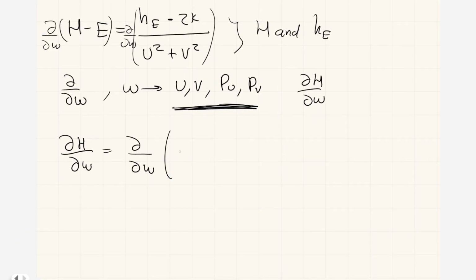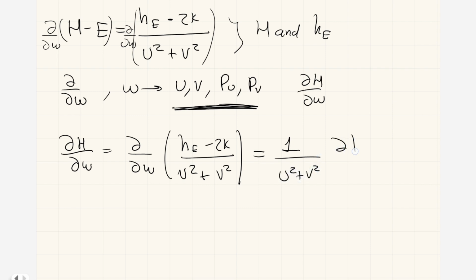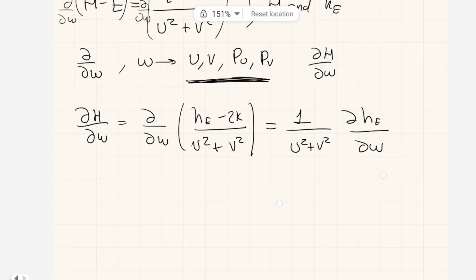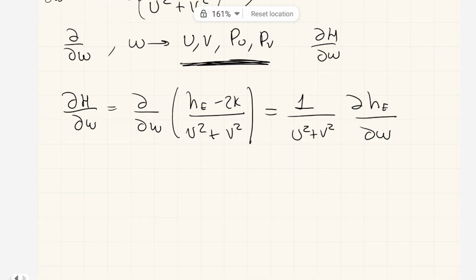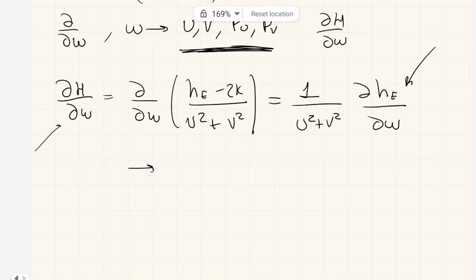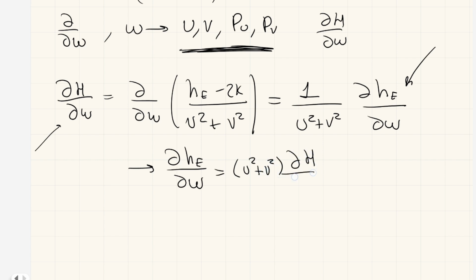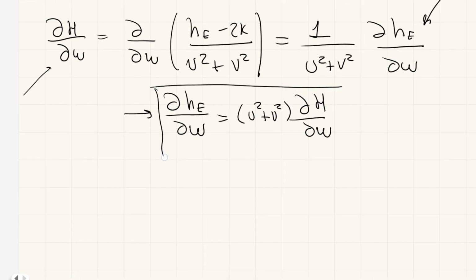So we will get here (he − 2k) divided by (u² + b²), which is going to be 1 divided by (u² + b²) times the derivative of he with respect to w. So this is a formula to find the derivative of the new Hamiltonian in terms of the derivative of the old Hamiltonian. We can express that the partial of he with respect to w is equal to (u² + b²) times the partial of h with respect to w. Perfect. This equation will be useful later on.